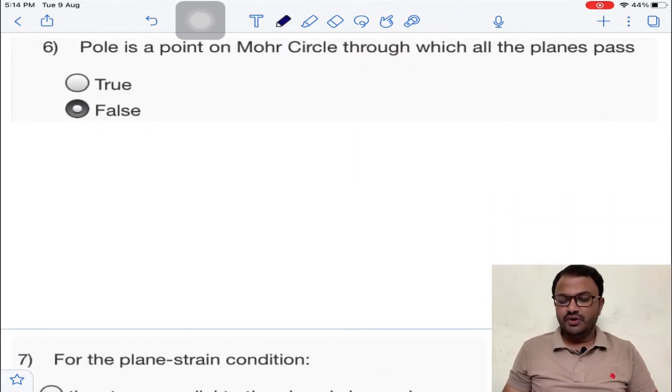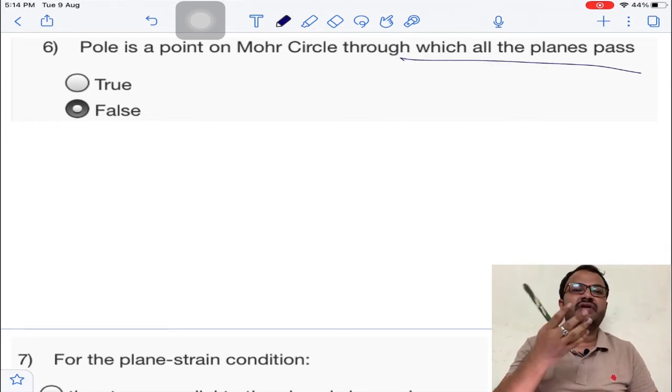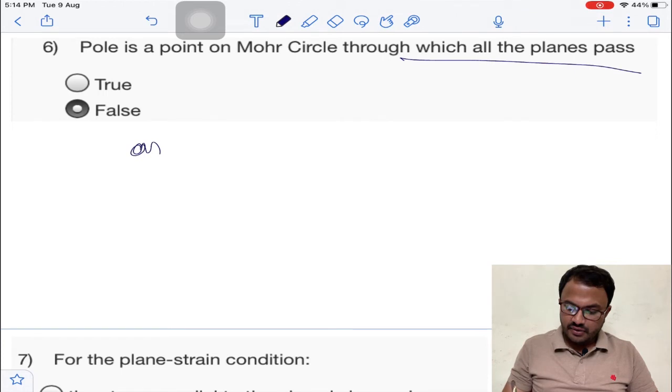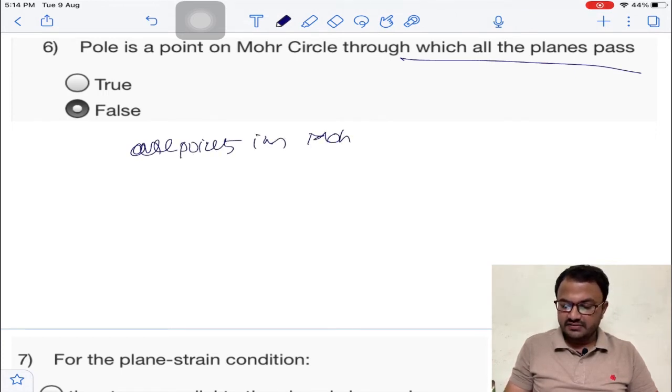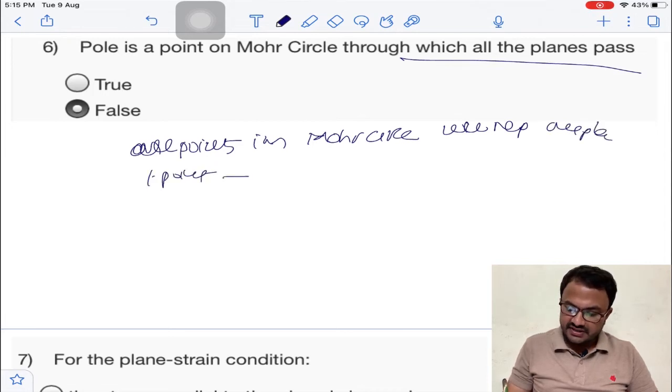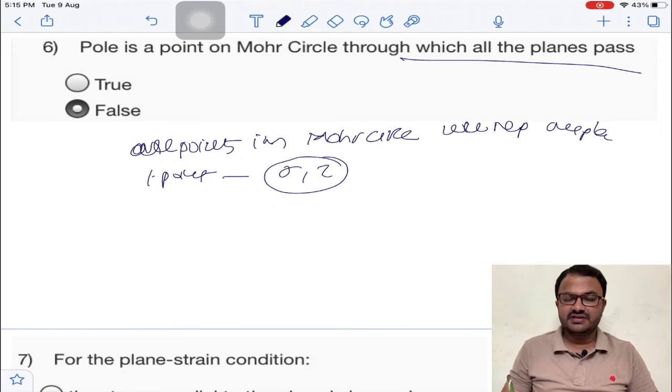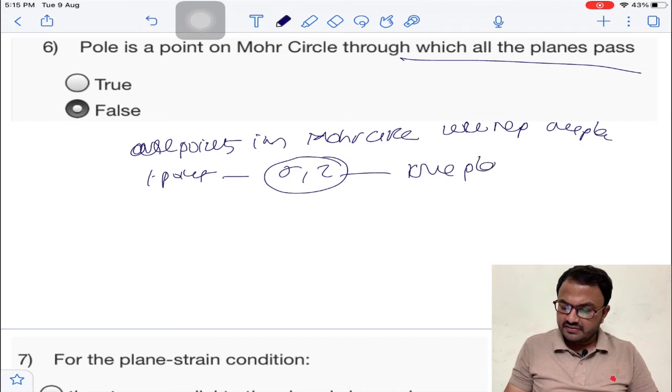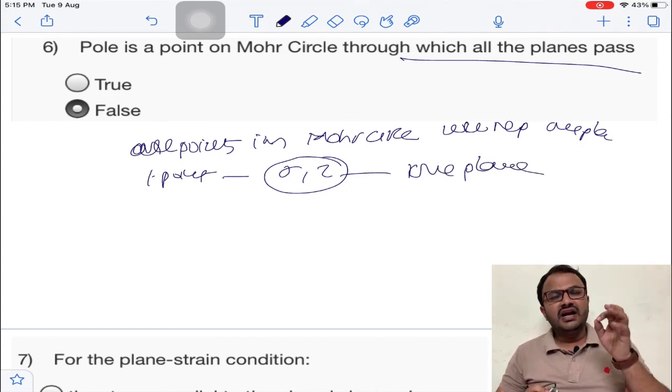And obviously the pole is a point on the Mohr circle. Yes, it is a point on the Mohr circle, but it will represent only one plane. All points in the Mohr circle will represent one plane. One point will give you sigma and tau values on the Mohr circle, so it will represent one plane. Only the pole will never represent all the planes.